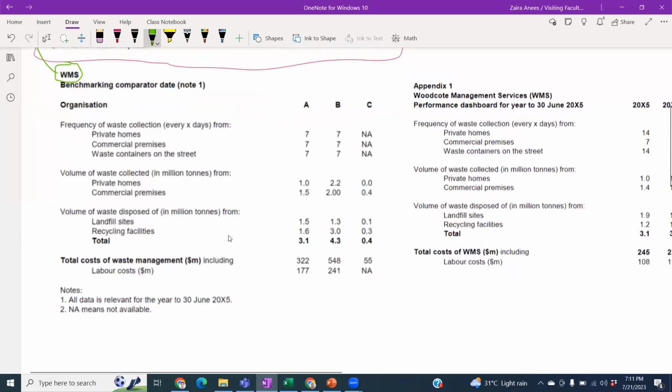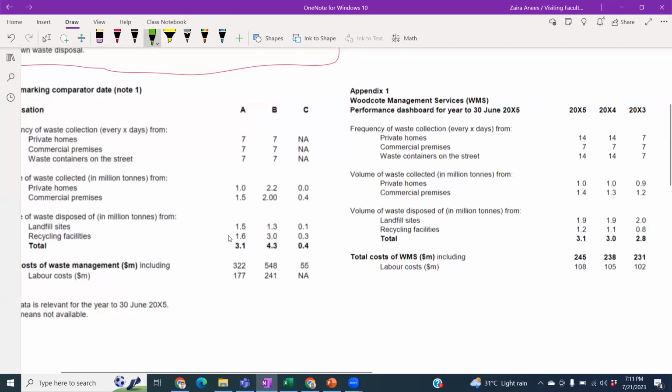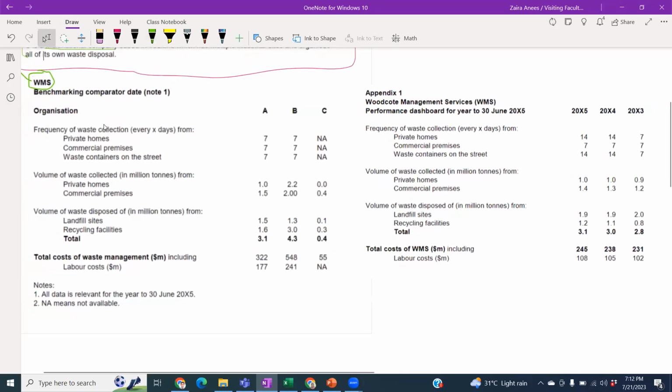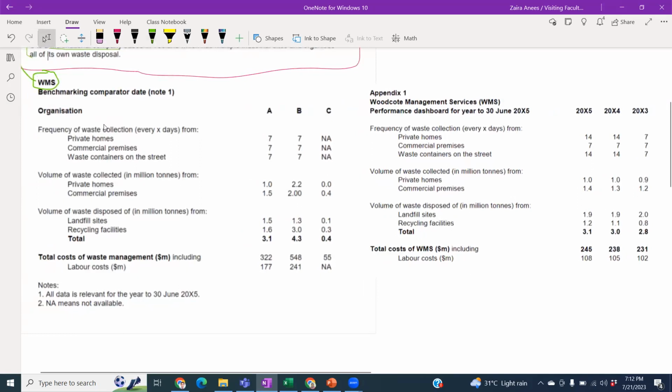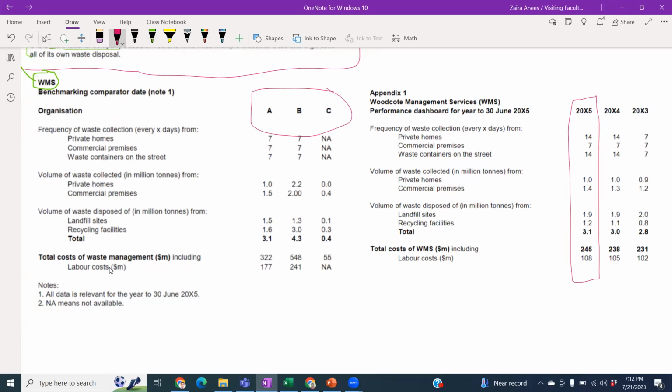Now, the easy part. Benchmarking is an easy part, right? So what we can do is start with the frequency. For WMS, we just have to consider this part because the information for WBABC is given for 30th June 2005, right? So forget about these two years, right? So let's start quickly.